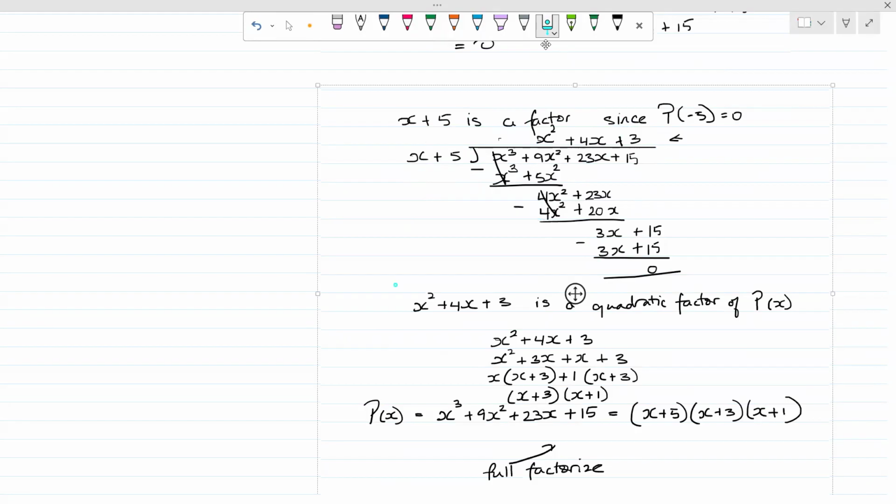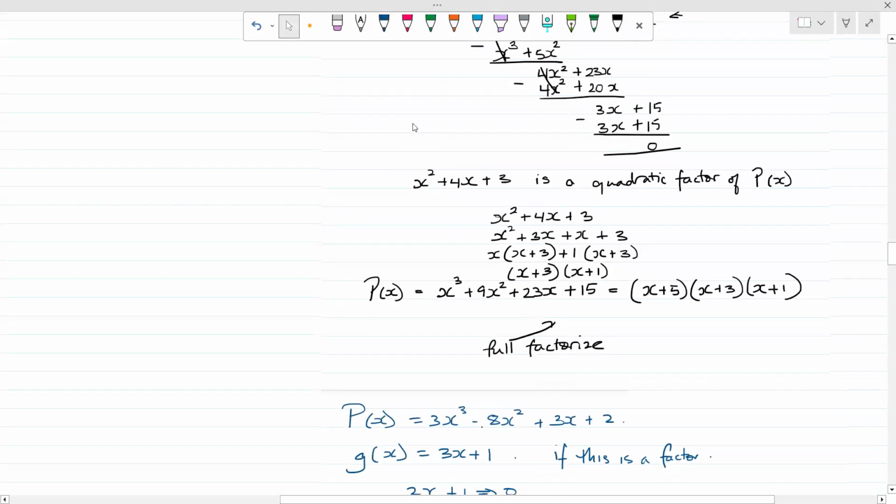Now, all we need to do is to take this quadratic, right? Take that quadratic, and we are going to factorize it. So using our first by last method, 1 by 3 will give us 3. The middle term is 4. So we could use a 3x and an x. Yeah? That's going to factor to give me x plus 3 and x plus 1. So to fully factorize this polynomial, we will get x plus 5 into x plus 3 into x plus 1. Yeah? And that's fully factorized.